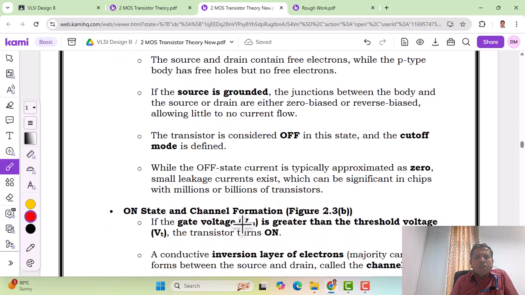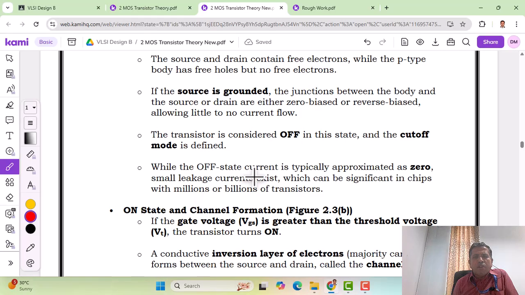Let us see, when the transistor is in the off state, the current is typically approximated as zero. That means there is no current flow through the transistor. There may be some leakage currents that exist in the transistor, but that is very small and can be neglected.